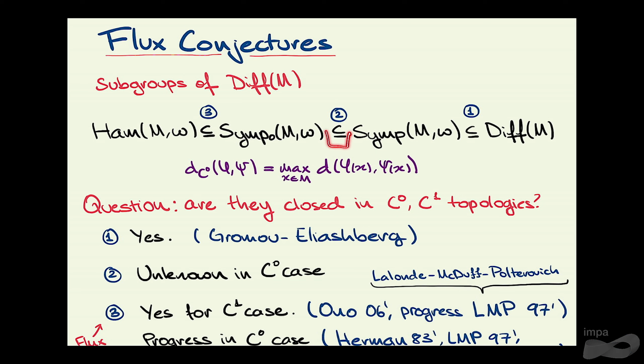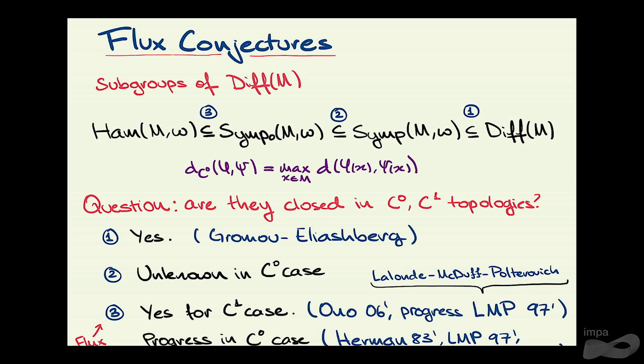Now, the second inclusion here, again, the C1 case is not that hard. It's known. So Simp0 is C1 closed in Simp. And this basically follows from the fact that Simp is locally path connected in the C1 topology. So basically what happens is when you have a C1 small symplectic diffeomorphism, you can look at its graph in a Weinstein neighborhood of the diagonal, and that's going to be identified with the graph of a closed one form, and then you can look at the deformation that takes that to the zero section.